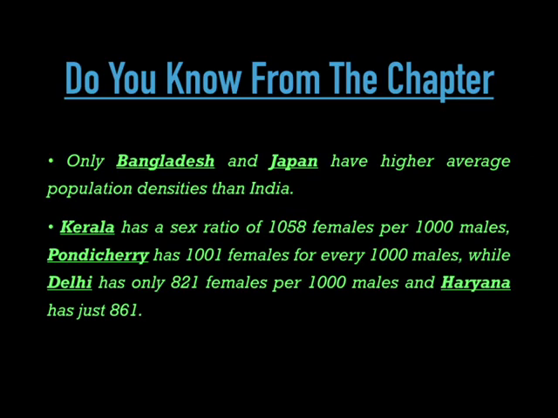So let us see the "Do you know" from this chapter. Only Bangladesh and Japan have higher average population densities than India. Kerala has a sex ratio of 1058 females per 1000 males, meaning the sex ratio of Kerala is favorable for females. Pondicherry has 1001 females for every 1000 males, while Delhi has only 821 females per 1000 males, very poor. And Haryana has just 861 females for 1000 males.